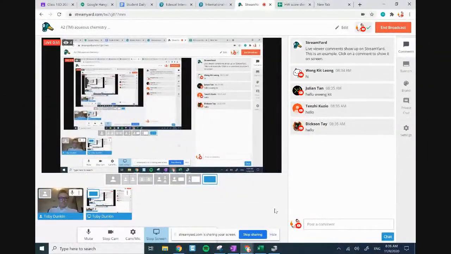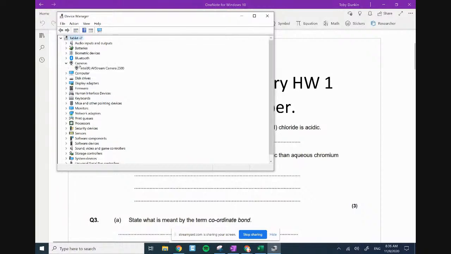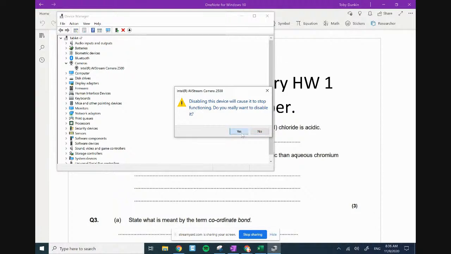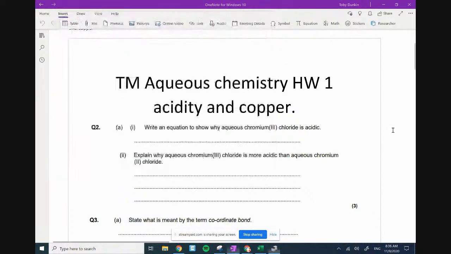Go to this one. Right, then if I go to my notes and then I disable my camera, it doesn't tend to crash it. So let's see if that works. Fingers crossed. If it crashes it, I'll come back. Yes, I'm in. Amazing. Okay.